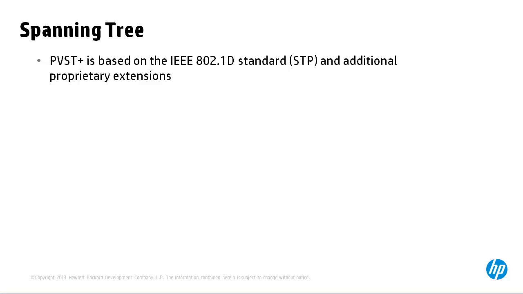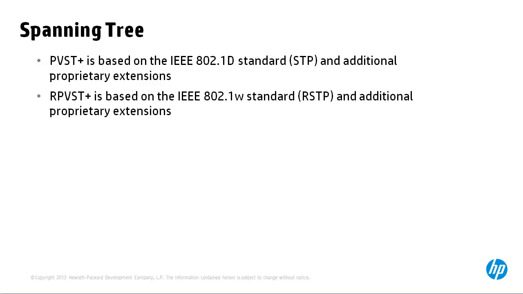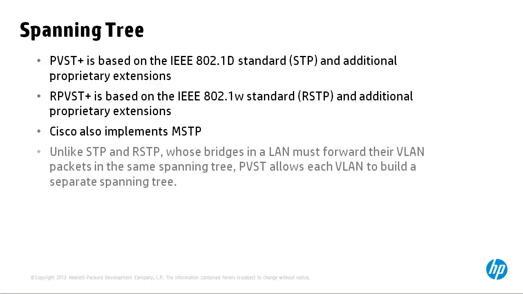PVST is based on the IEEE 802.1d spanning tree standard with additional proprietary extensions. Rapid PVST is based on the IEEE 802.1w standard with additional proprietary extensions. So both PVST and rapid PVST are Cisco proprietary protocols. Cisco does also implement the industry standard multiple spanning tree.